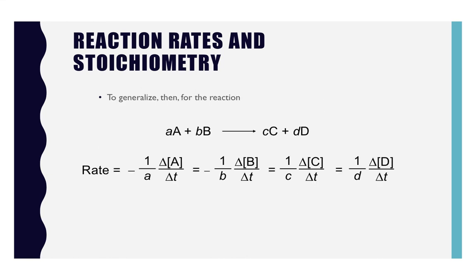If we generalize that idea for any reaction, with these species and their coefficients, the rate is always going to be 1 over the coefficient of the species equal to 1 over the coefficient of any of the other species as we roll along. Great. So that's how things are related, and that's a little bit about how we measure reaction rates mathematically.